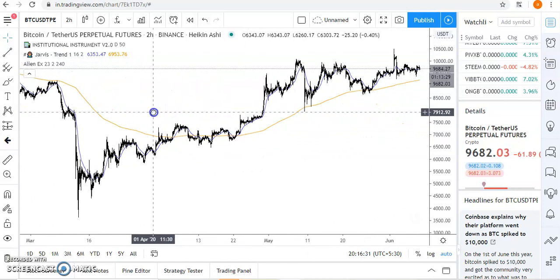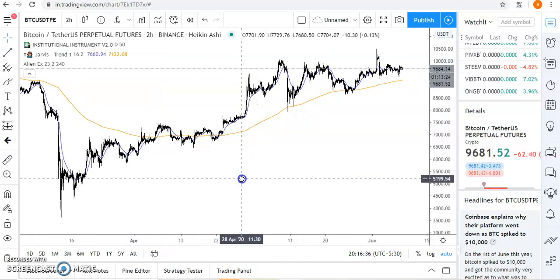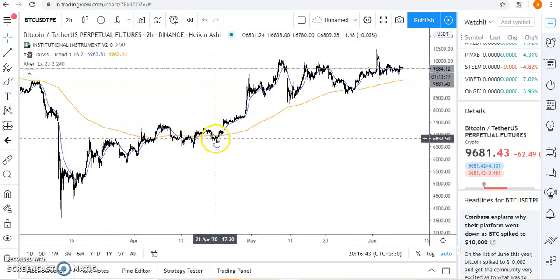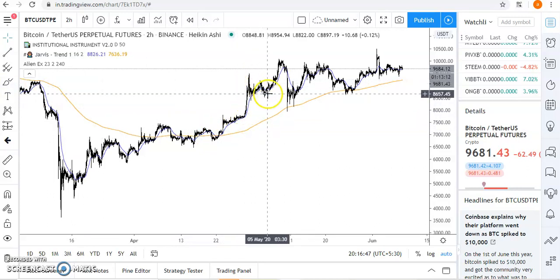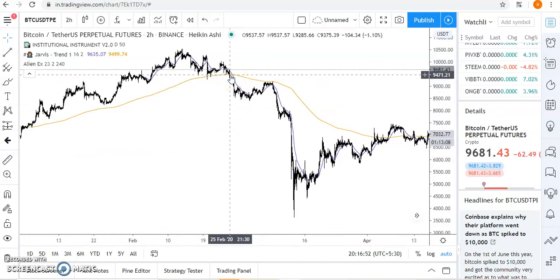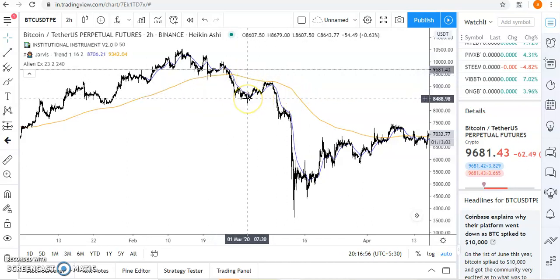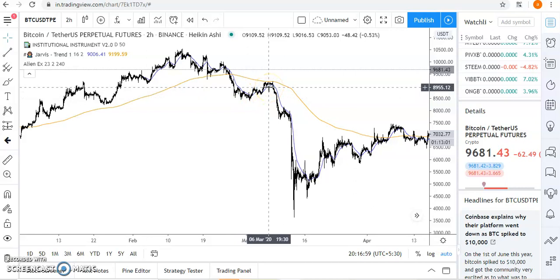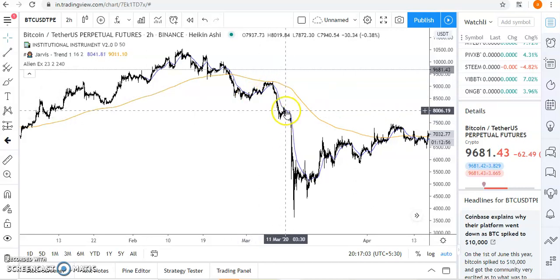Once you see price trading above the orange line, that means we are in a bullish trend. What do you mean by bullish trend? A bullish trend is when price makes higher highs and higher lows. What is a bearish trend? A bearish trend is when the price is trading below the 4 hour 200 EMA line and price starts making lower highs and lower lows.